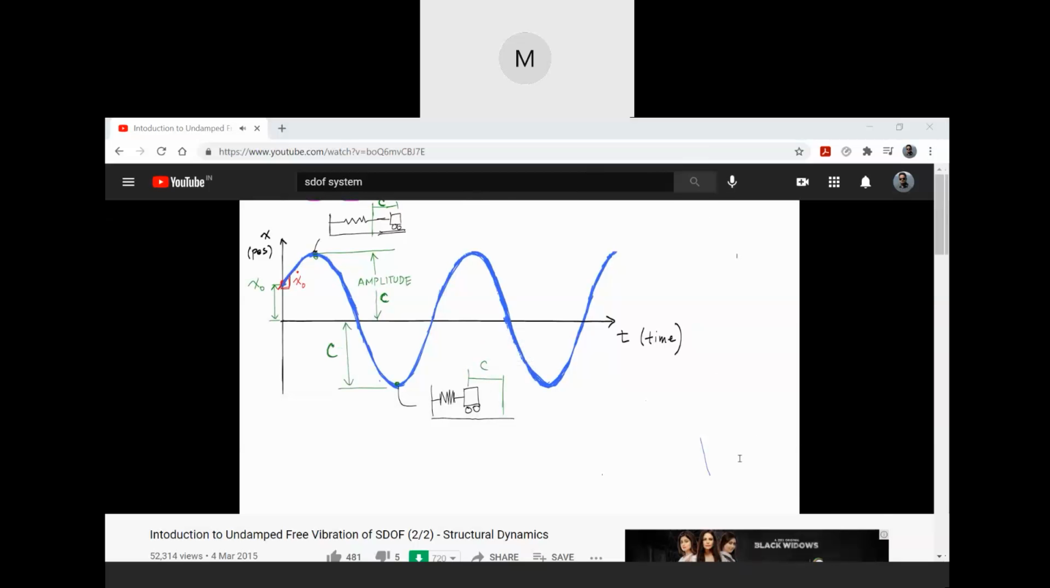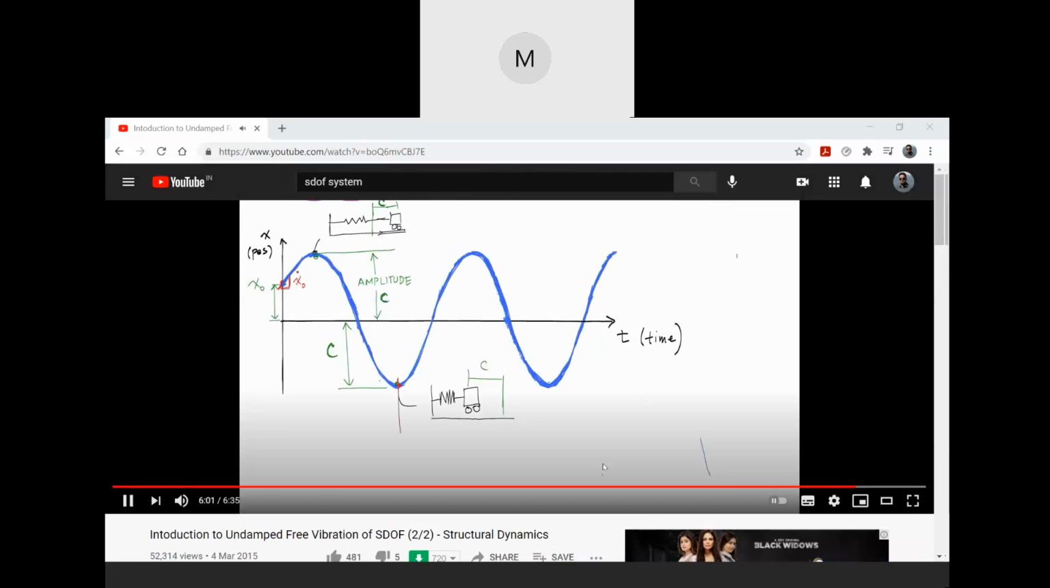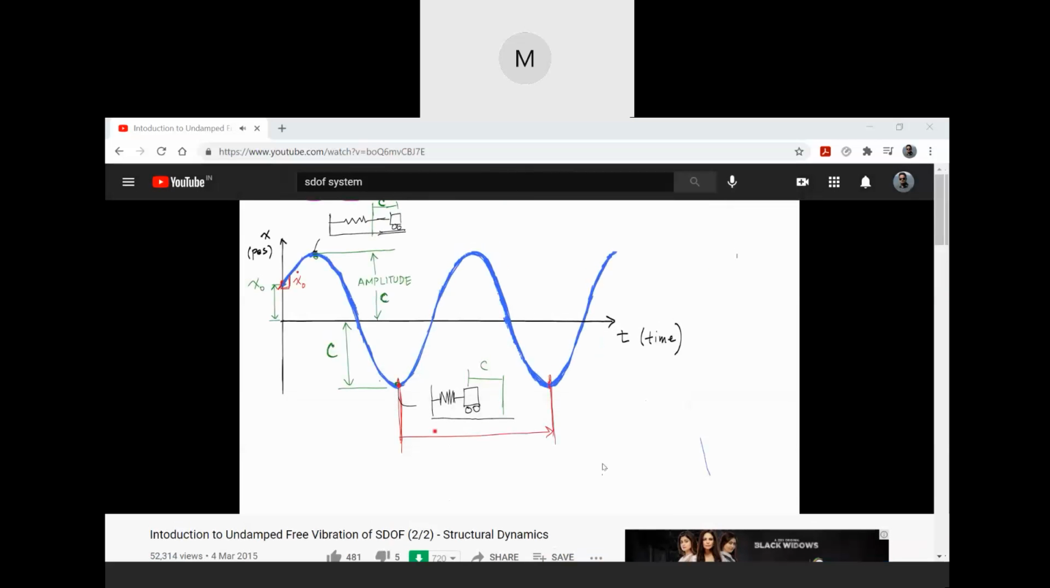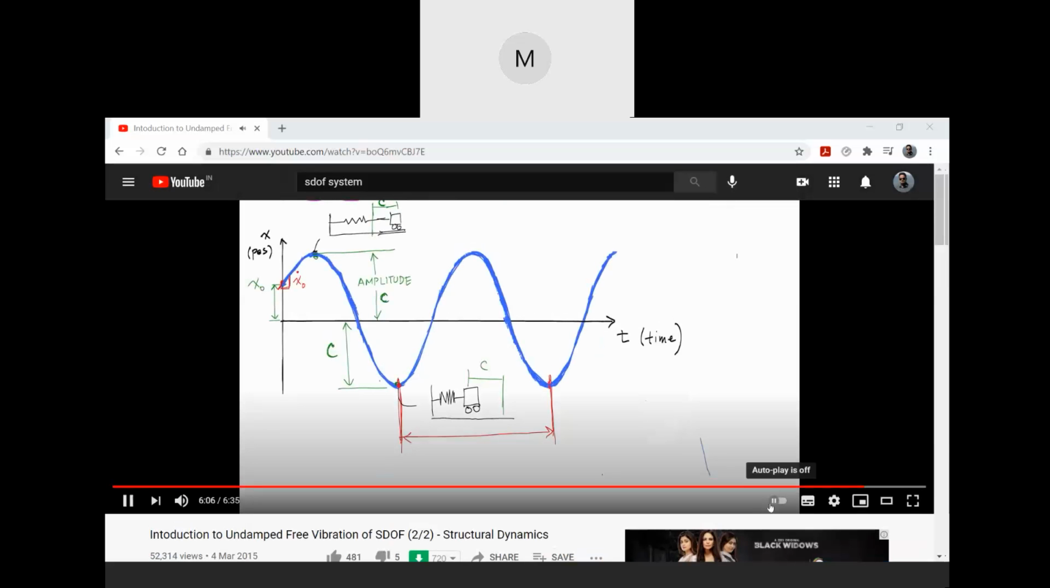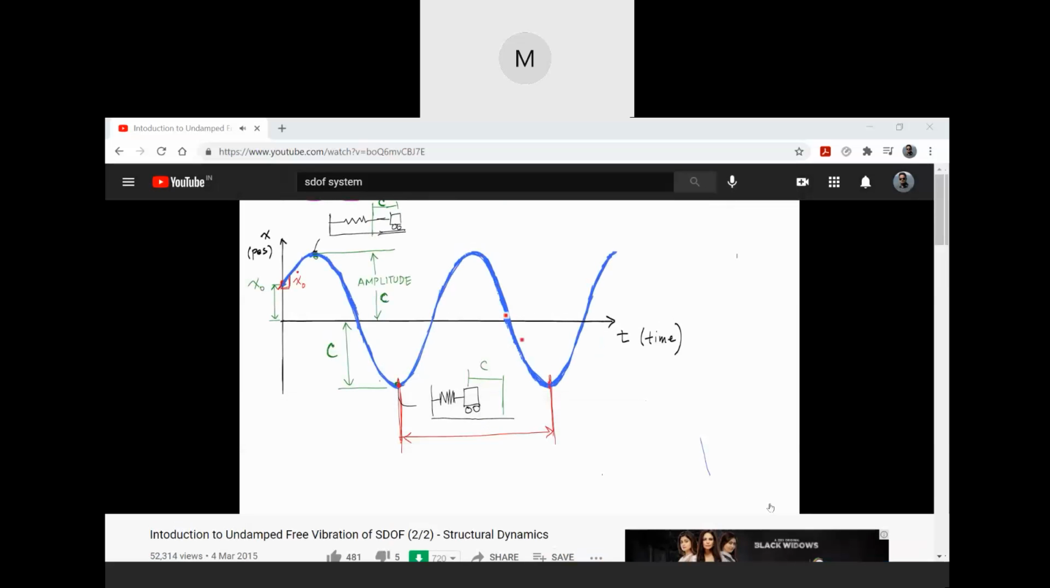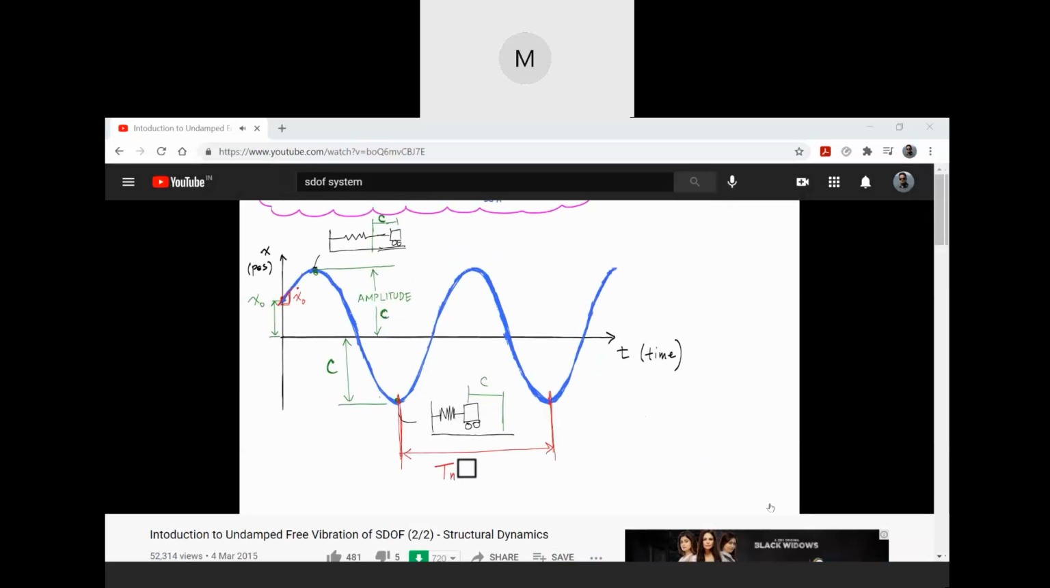The time it takes to complete one cycle is a period. So if I go from here to here, this would be one complete cycle. It went from one side all the way to the other and then back. This duration we call the period, which is equal to 2 pi over omega n. And that, in a nutshell, is free vibration of a single degree of freedom system.